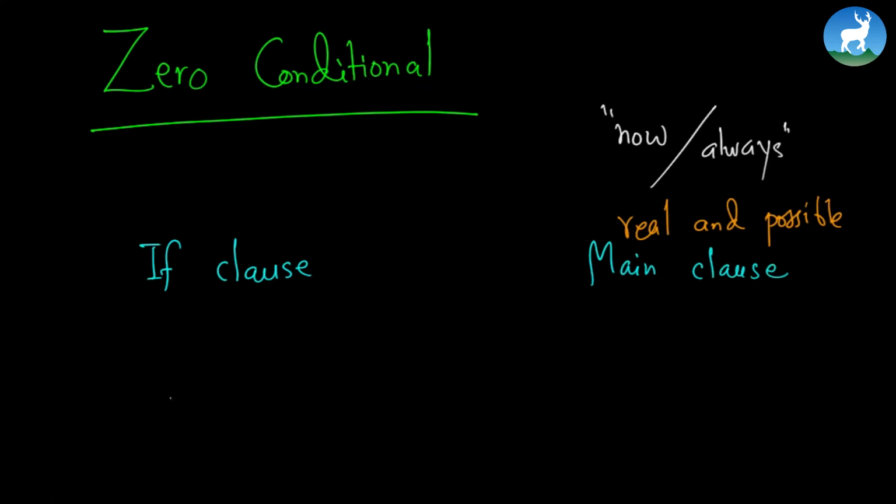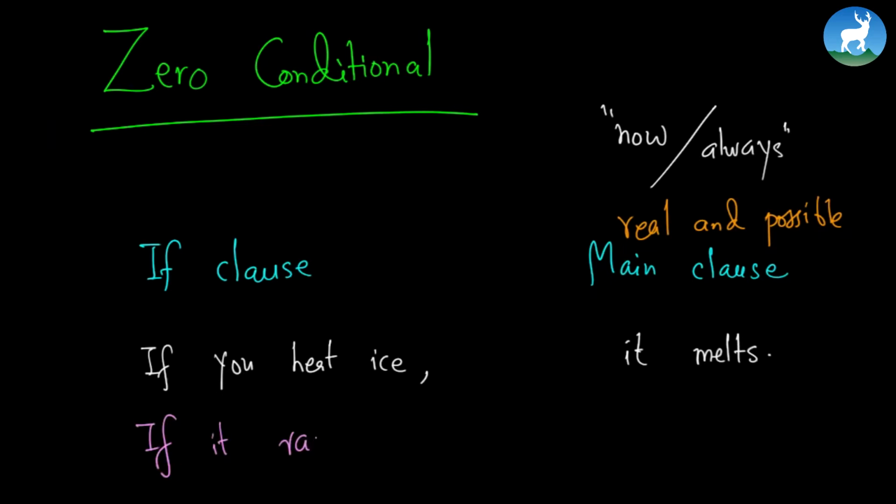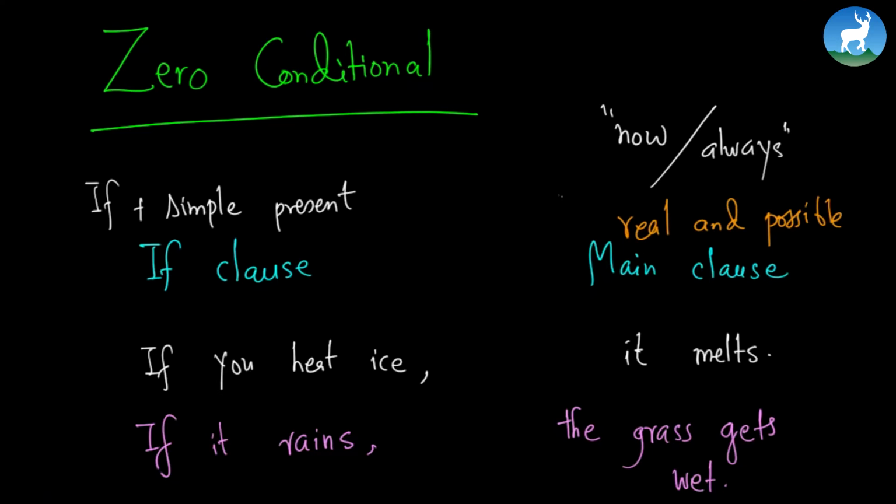Let's write an example. If you heat ice, we need a comma, it melts. If you heat ice, it melts. Let's write another example. If it rains, the grass gets wet. So the structure is something like this. If plus simple present, and here we have simple present again.